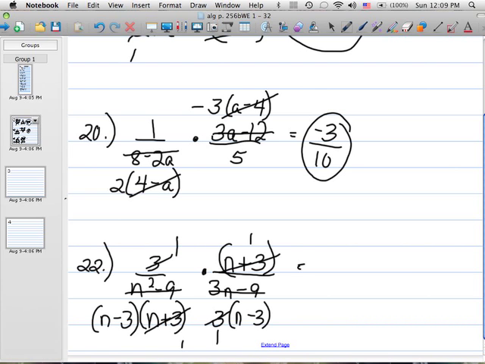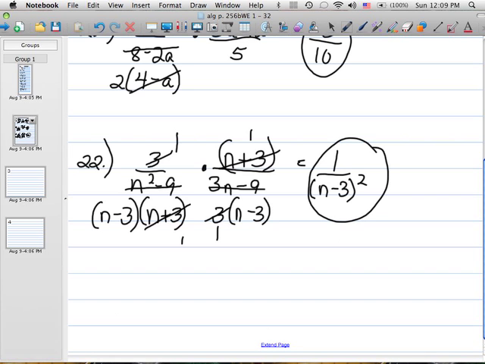We can cancel out the n plus 3's and the 3's. So on top we have 1, and on the bottom I have the factor n minus 3 twice, so we could shorten it with the power. So 1 over n minus 3 quantity squared.